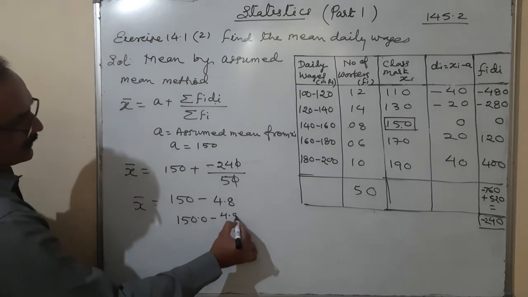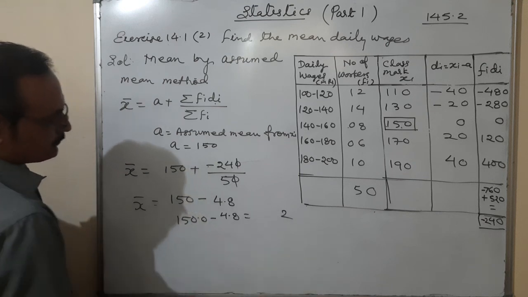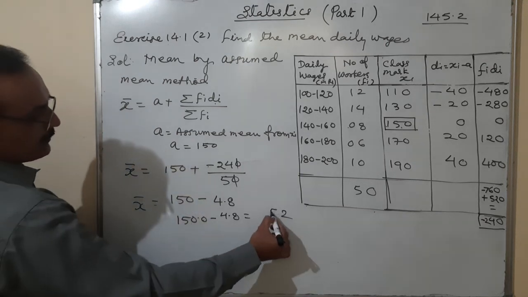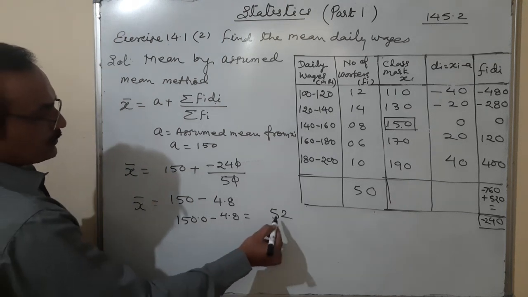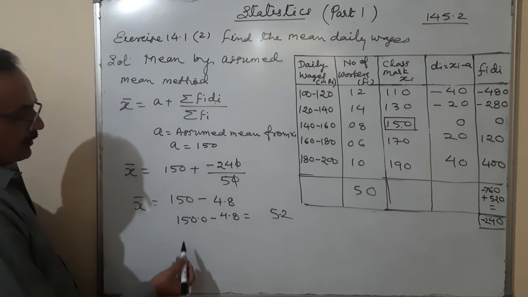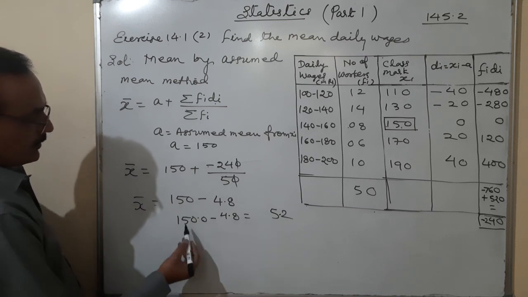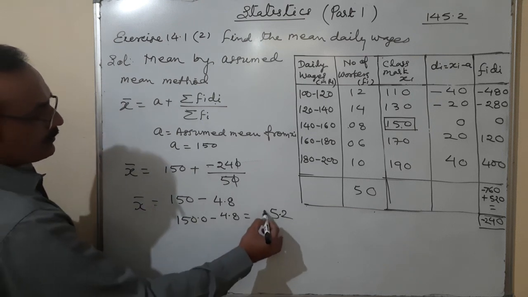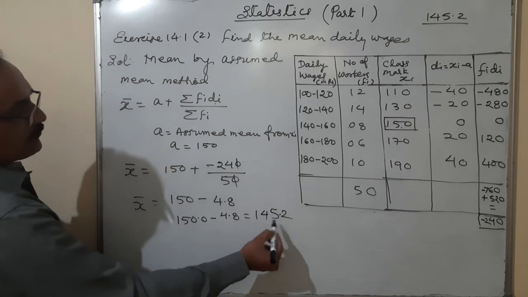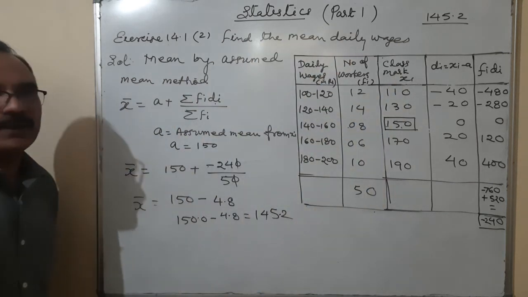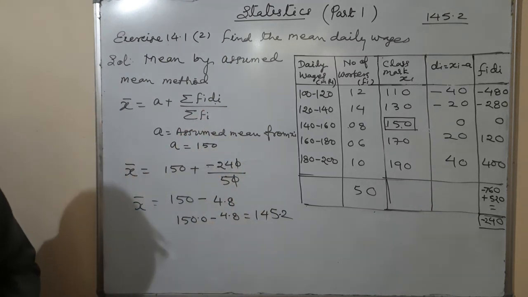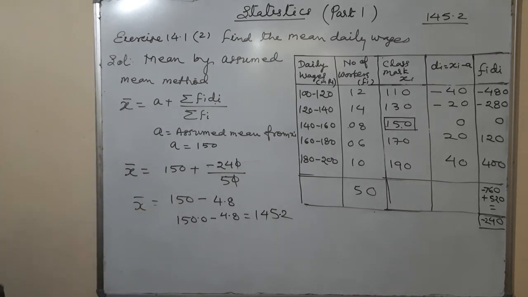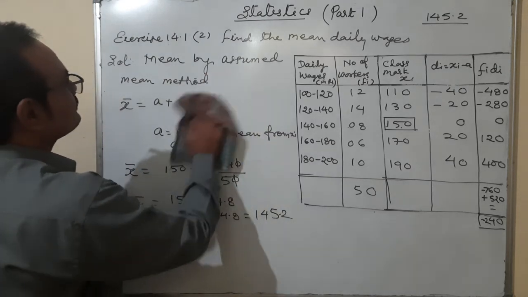150.0 minus 4.8. 10 minus 8, 2, 9 minus 4, 5, and we get 145.2. Okay, the answer is the same as by the second method. So this method is the assumed mean method. And the third method which I told you is the step deviation method.